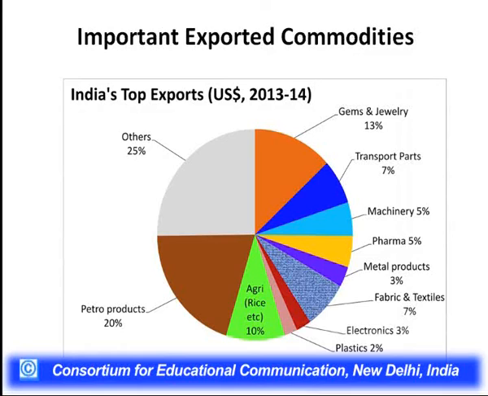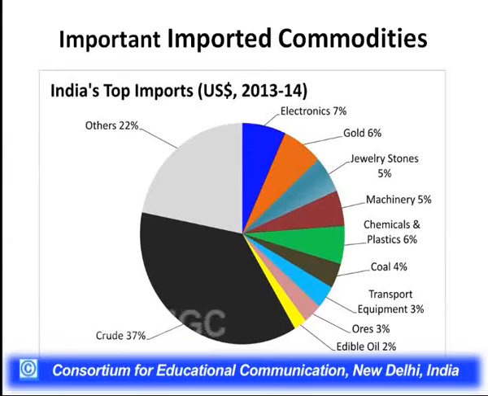Now I would like to give you the imported and exported commodities, and then you will be able to understand where we can have more scope for expansion. If you see India's top exports, we have petro products, transport parts, machinery, pharmaceuticals, metal, fabrics, electronics, plastic. But when you see the imports, we have crude oil. This is very, very important.